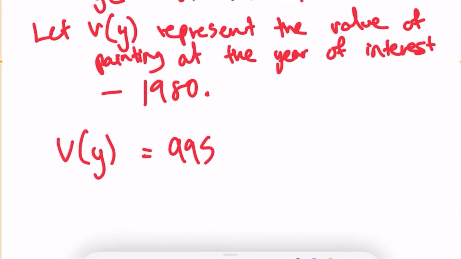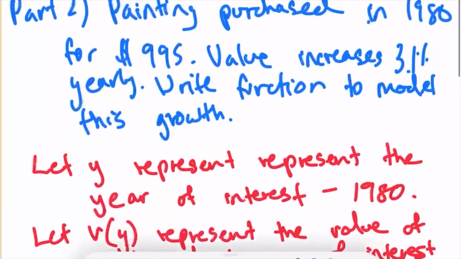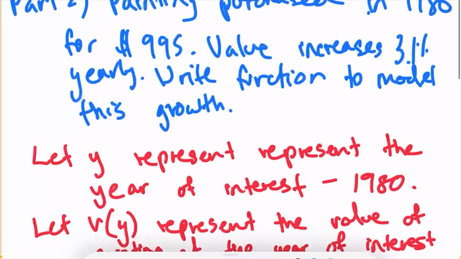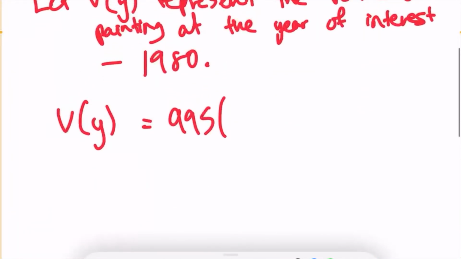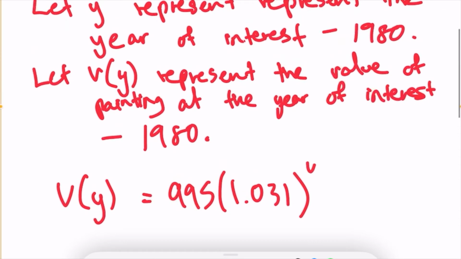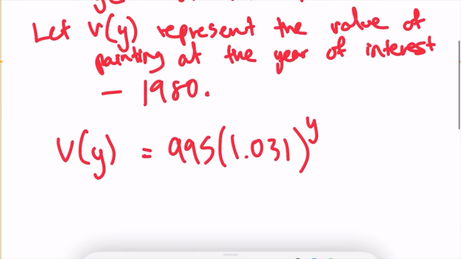times, and it increases 3.1% yearly. And so if it increases, then it's 1 plus 0.031, because it's 3.1%, which would be 0.031. And so it's 1 plus 0.031, which would be 1.031 to the power of y, because it increases yearly. And so that would be our final answer.